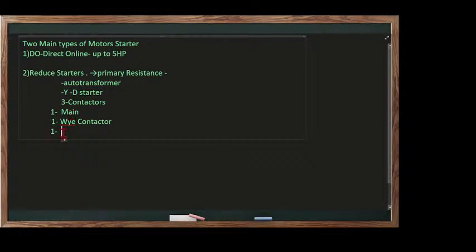Then we have a delta contactor. The delta contactor depends on the setting of our timer, but usually that is 5 to 15 seconds. The Y contactor will turn off, then the delta contactor takes over. This is what we call the running configuration.